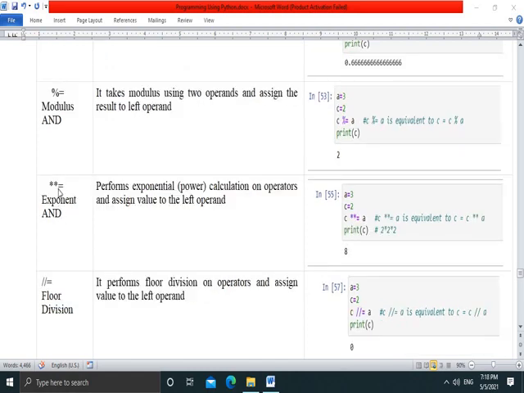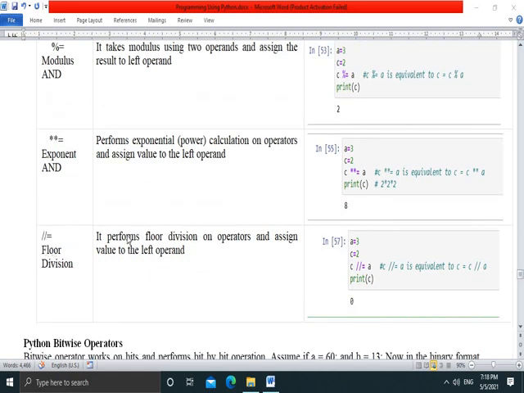Exponent and, star star equal to, it performs exponential calculation on the operand and assigns the value to the left operand. Means c star star a is equivalent to c equal to c star star a. Means c, that is 2, multiplied 3 times. So the answer is 8.